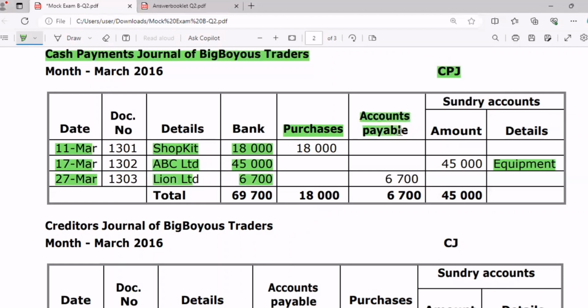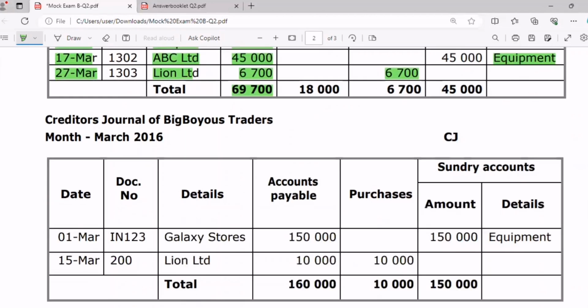How do I know? Because we have this column here, account payables. If we have account payables, it means we were settling the balance that was outstanding to one of our creditors. The total amount that we paid during the month of March is 69,700. This is the total amount that was paid during the month of March, 69,700.